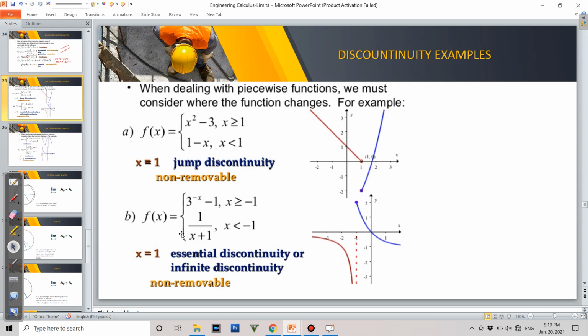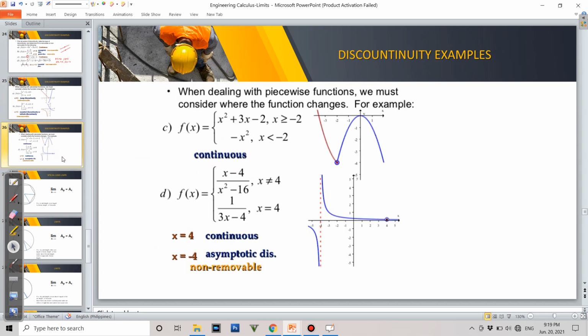So another one we have here, a piecewise equation. Again, approaching negative 1, negative 1. This is an essential discontinuity or infinite discontinuity kasi as you approach negative 1, yun na. Wala nang value. Okay? So, may divider ka na 0 dito. Therefore, discontinuous na siya. Ibig sabihin, it will not touch negative 1. This asymptote here. Okay? So, hence that is non-removable.